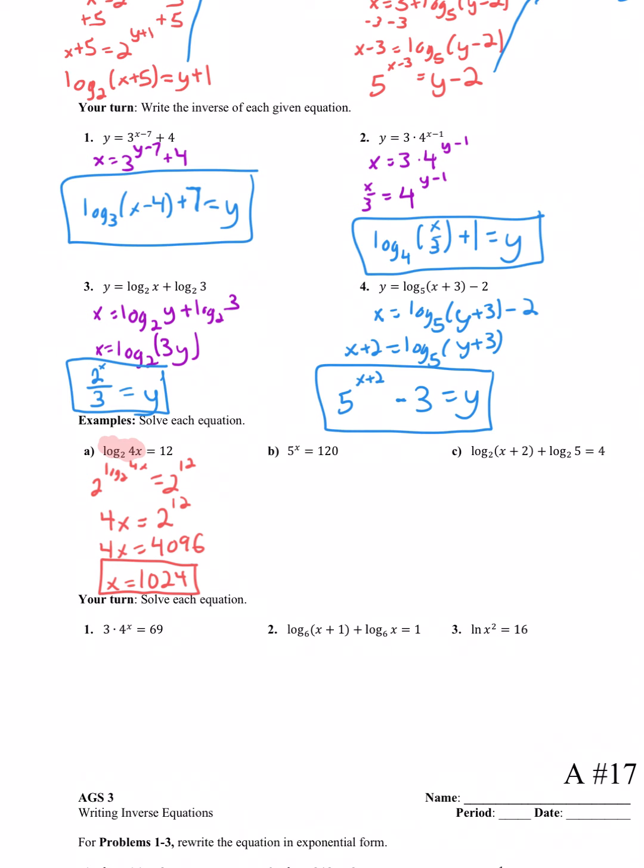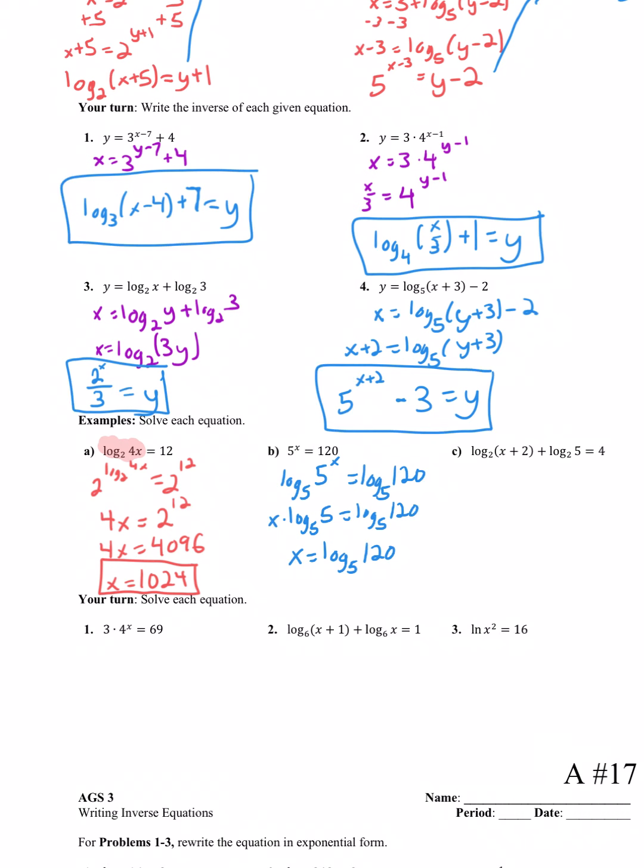Example B, 5 to the x equals 120. Let's take log base 5 of both sides. And we can drop the x out front. And then we have x times log base 5 of 5. That's a 1. So we get x equals log base 5 of 120.